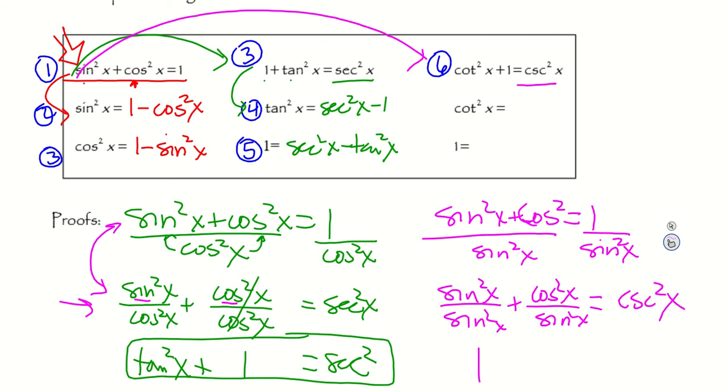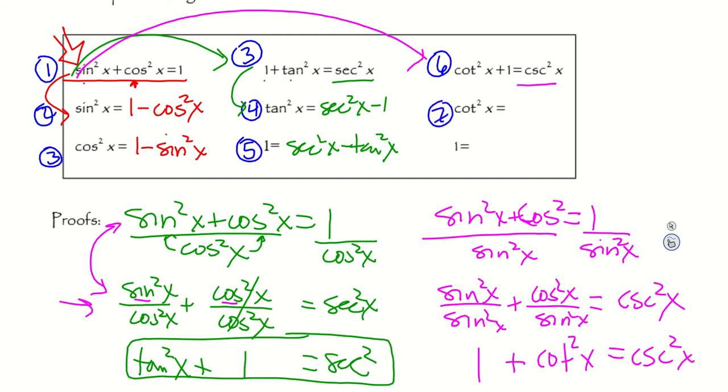Sine squared over sine squared is 1. Cosine over sine is cotangent. So cosine squared over sine squared is cotangent squared of x, so 1 plus cotangent squared of x equals cosecant squared of x. Right? So that's what I have in 6, 7, and 8.